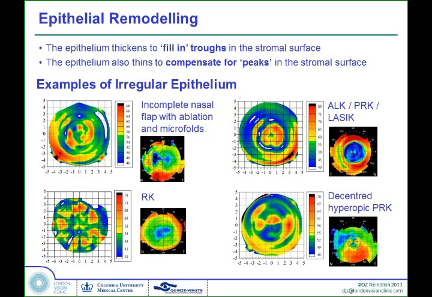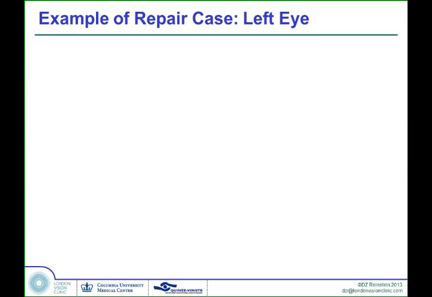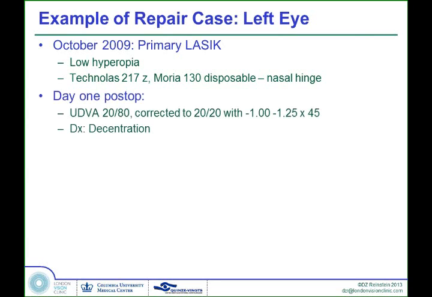So, first things first, easiest thing anybody can do, even with a 20/20 Vizix B or a Summit Apex Plus, and that is PTK. And I'm going to show you the power of trans-epithelial PTK. But I'm also going to show you what the limitations are if you don't have a knowledge of the epithelium. So here's a case where a patient had primary LASIK for low hyperopia with the Technolas 130 disposable nasal hinge, postop 20/80, corrected to 20/20 with some myopic cylinder. The decentration was diagnosed.